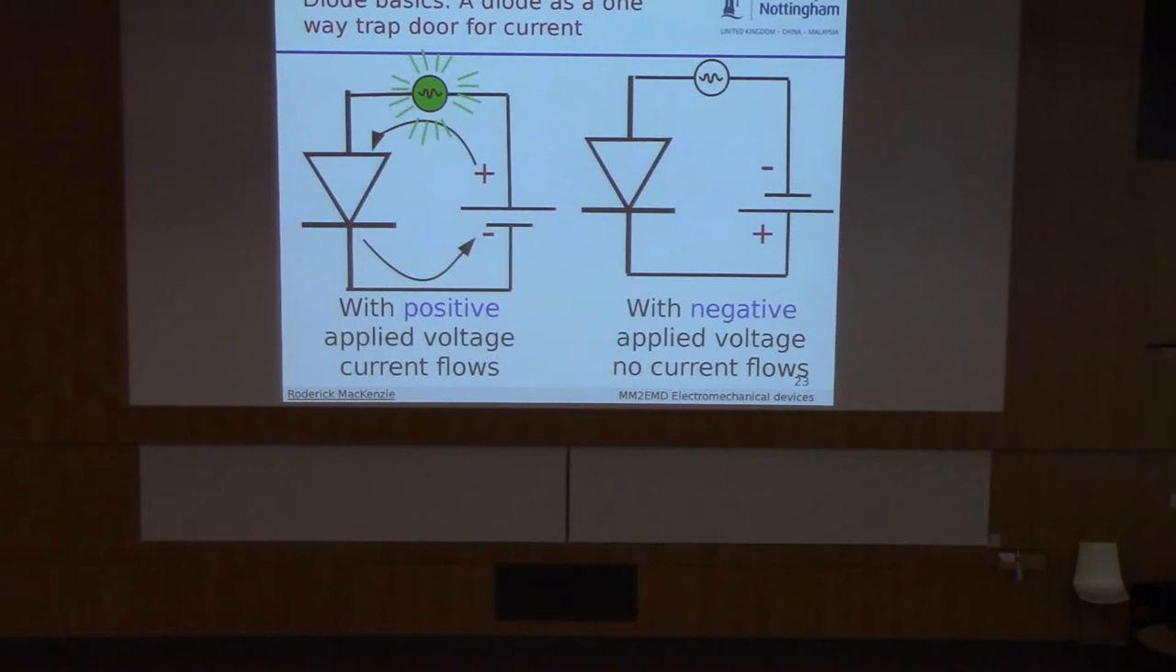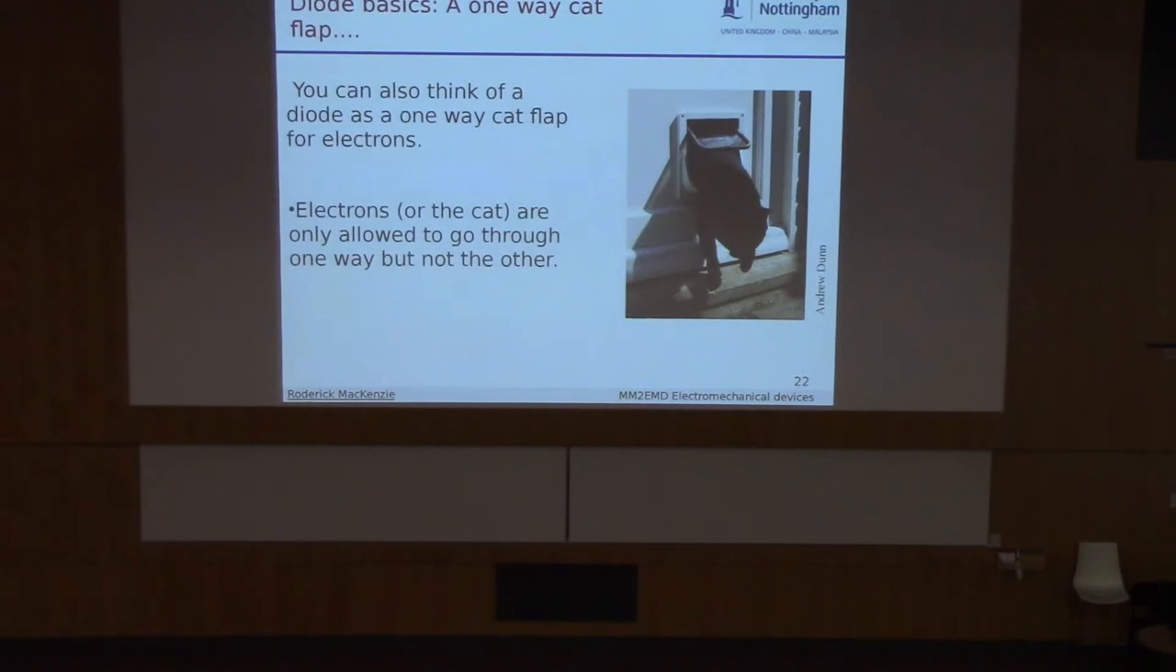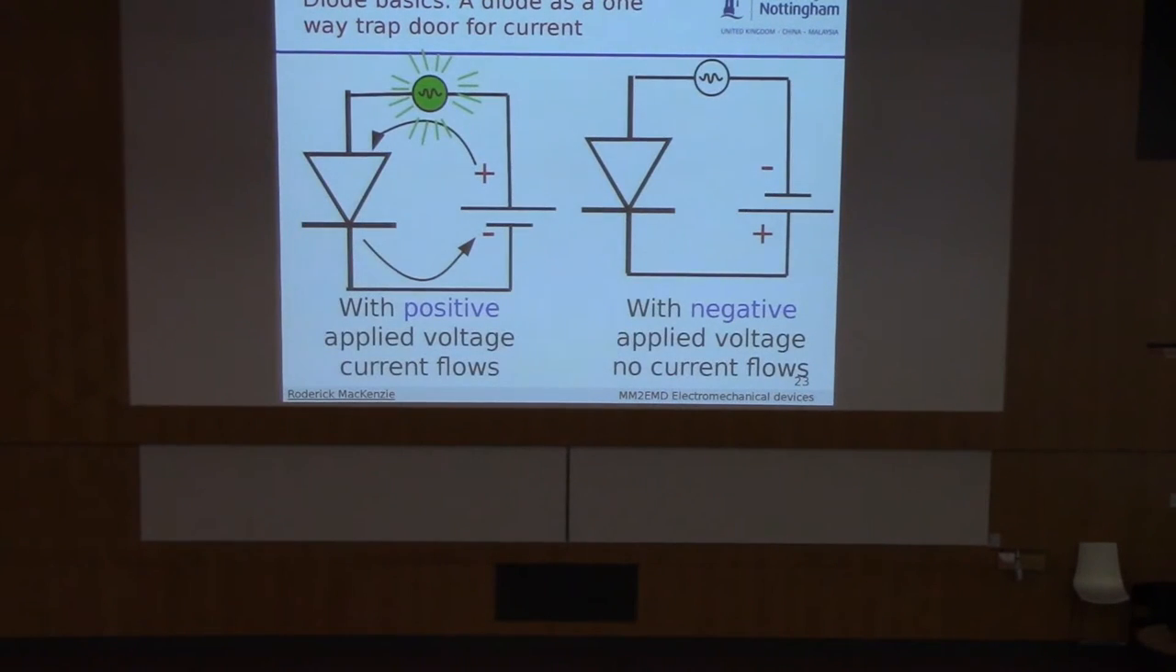So you can think of a diode as effectively a one-way trapdoor for charge, or a one-way cat flap for charge. If we put it in a circuit, connect the diode this way around, and we've got a light bulb in our circuit, the charge flows around through the light bulb. It shines. The charge goes through our diode and back to the negative contact. And this is good. Our light bulb lights, the circuit works.